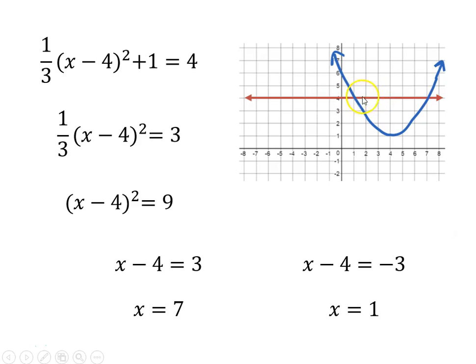That means that both of these are equal to 4 at the points where x is 1 and x is 7. And that's how we solve quadratic equations that are in vertex form, graphically and algebraically.